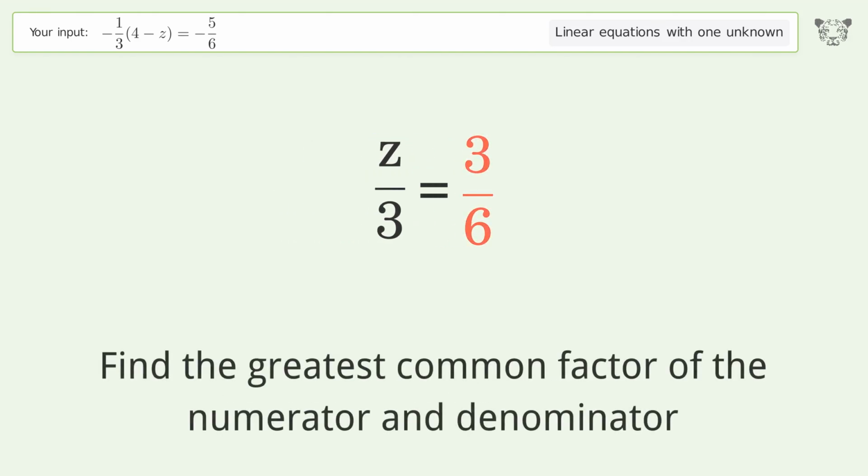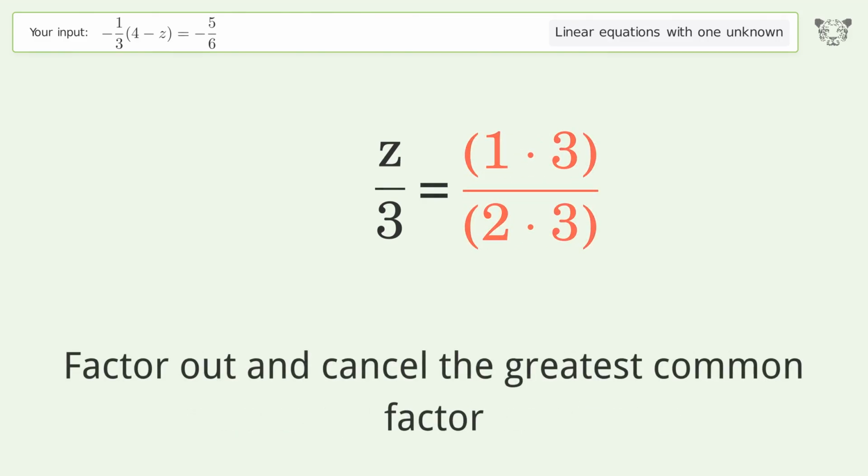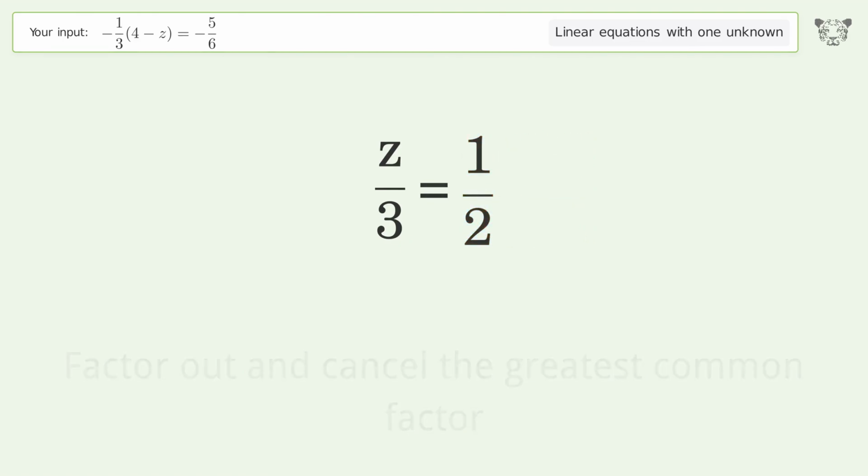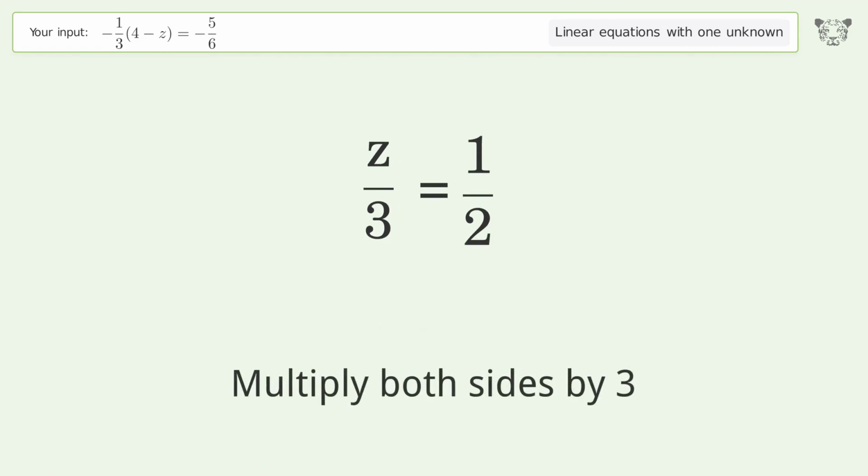Find the greatest common factor of the numerator and denominator. Factor out and cancel the greatest common factor. Isolate the z. Multiply both sides by 3.